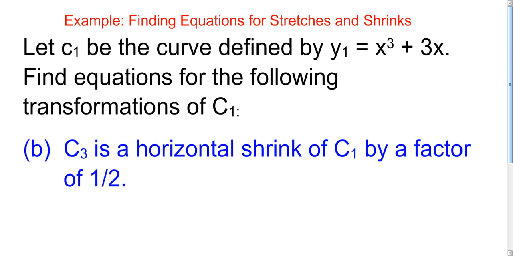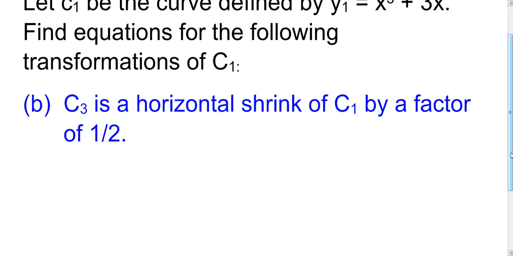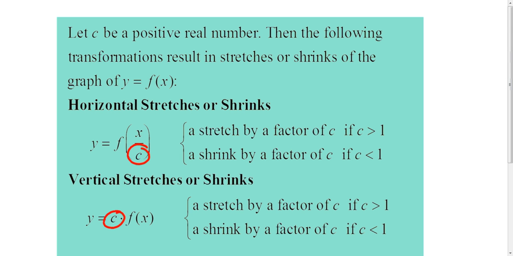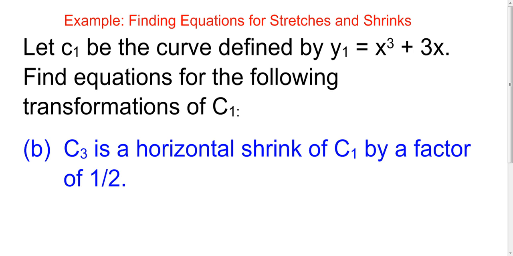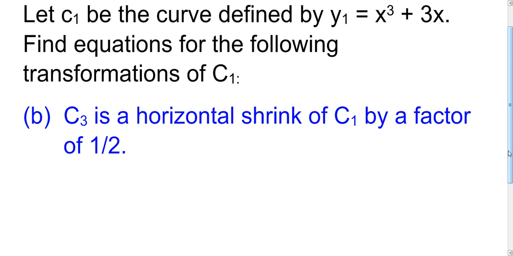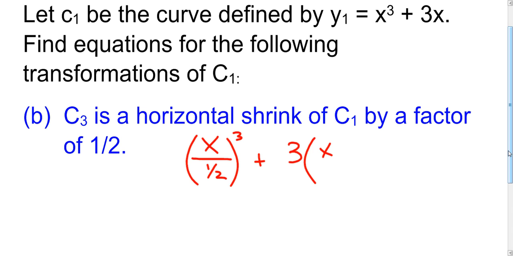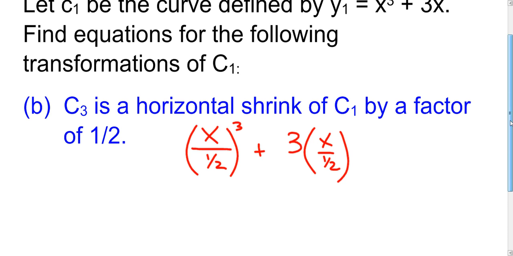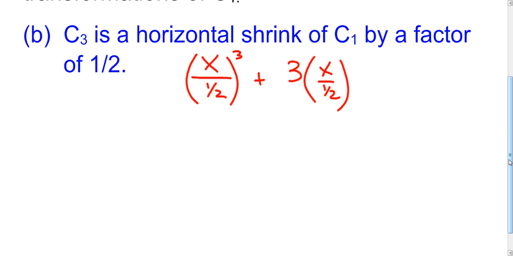If I want to do a horizontal shrink of 1/2, what you do for horizontals is you take each individual x value and you divide it by whatever factor you're using. In this case, I want to take that x and shrink it by 1/2. I take each individual x and I divide it by that quantity.